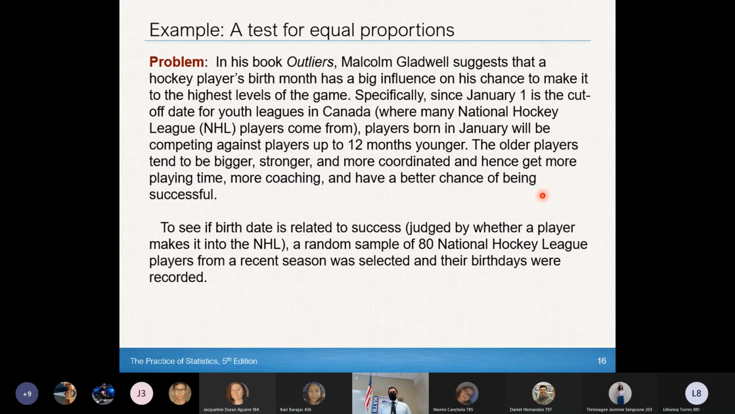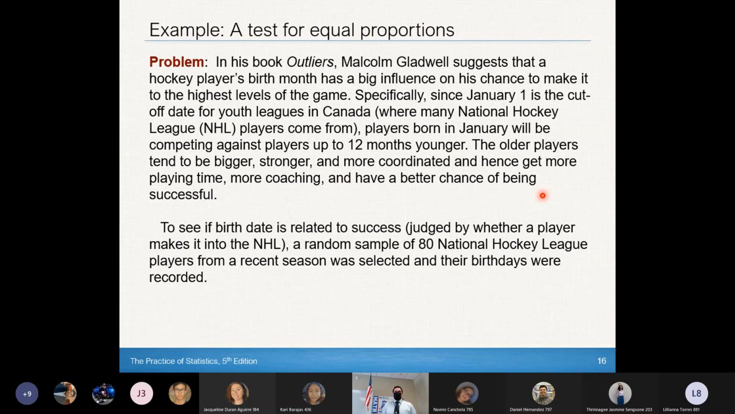Specifically, January 1 is the cutoff date for youth leagues in Canada, where many NHL players come from. Players born in January will be competing against players up to 12 months younger. The older players tend to be bigger, stronger, and more coordinated, and hence get more playing time, more coaching, and have a better chance of being successful.